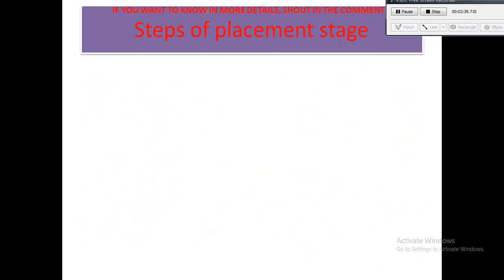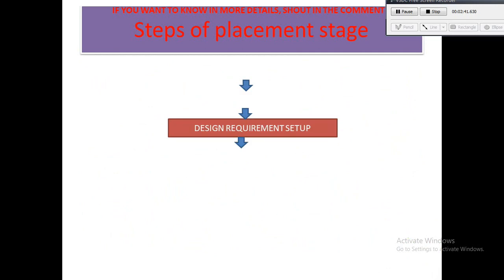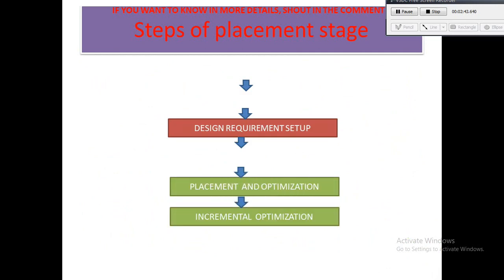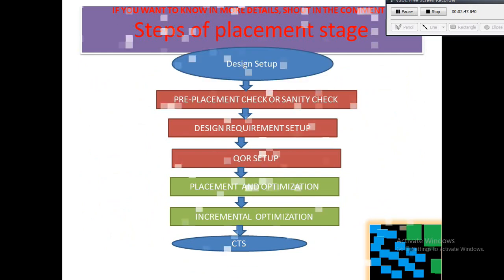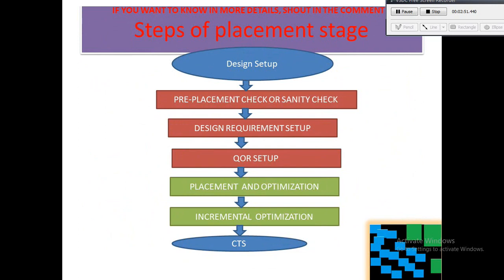These are the key steps of the placement stage. First we will do the sanity check, for which we check whether the floor plan stage outputs are acceptable or not. Then we will do the design setup and QOR setup, which we will discuss in the upcoming slides. Once the setup is completed, we will do the placement and optimization.